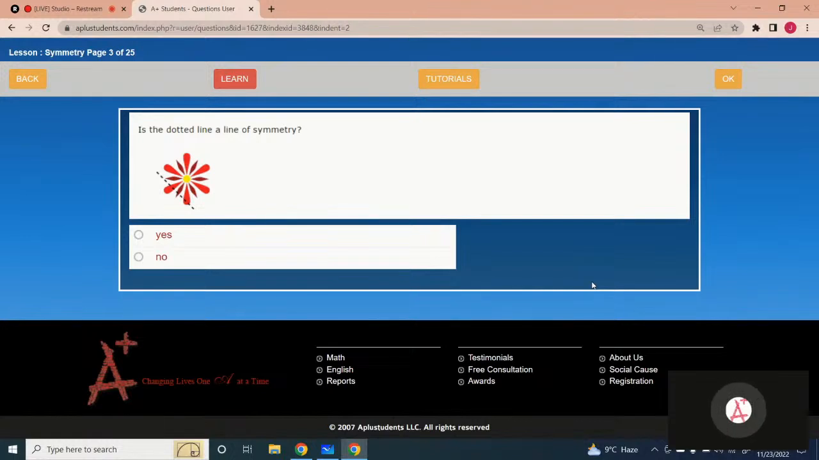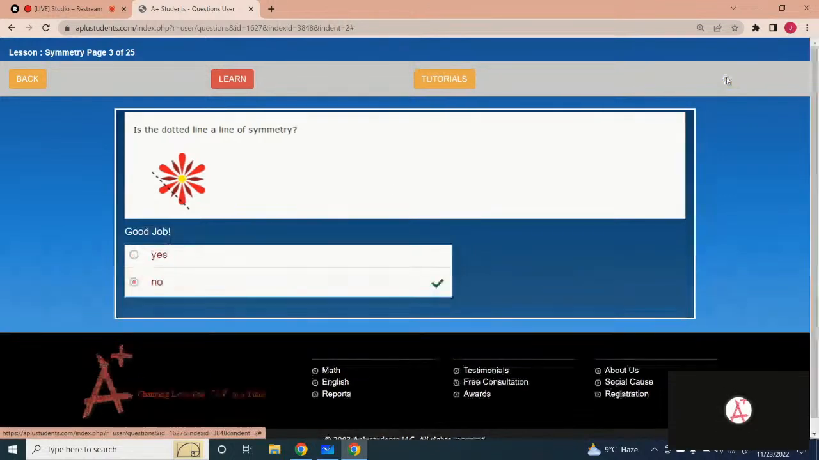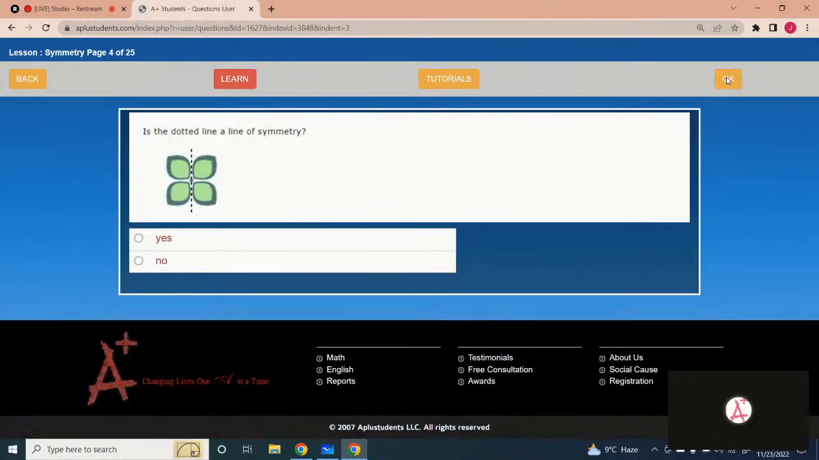Okay, is the dotted line a line of symmetry for this one? Yes or no? The answer is no. Got it? Because when you fold the image along the dotted line, it will not match up. The two sides will not match up. Yes, Emmanuel, very good. Okay, is the dotted line a line of symmetry? Yes or no?